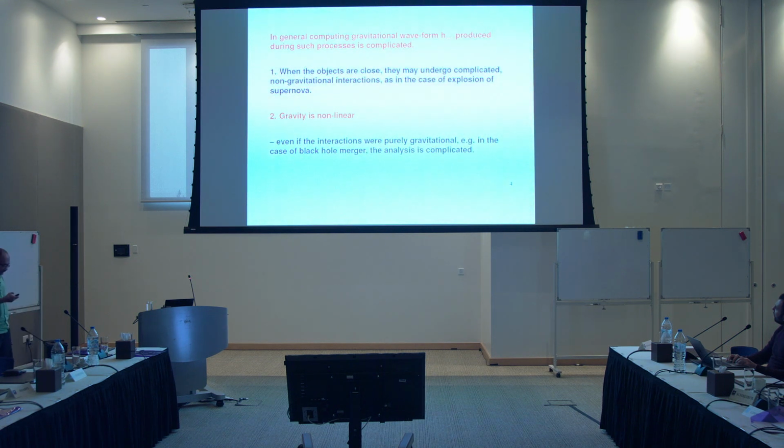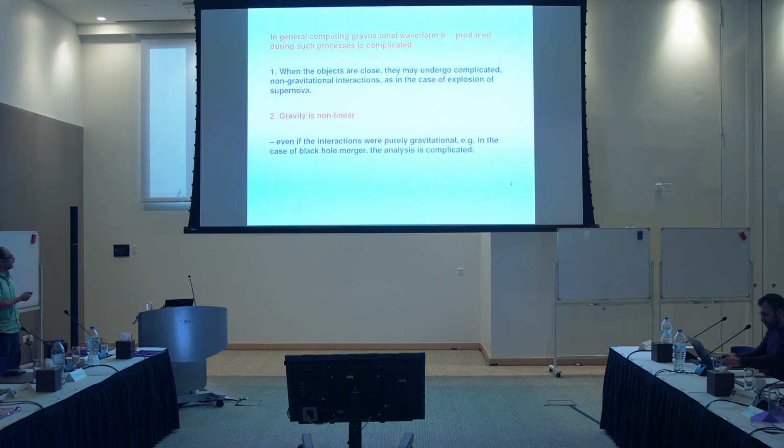Now in general, if you want to compute the gravitational waveform h mu nu, which is the difference between the metric and the flat metric, that is produced during processes of this kind, it is complicated. It is complicated for several reasons, and here are the 2 primary reasons. First of all, when the objects are close, they may undergo complicated non-gravitational interactions, for example in the explosion of supernova. The electromagnetic and nuclear forces play a big role in the kind of interactions that these objects have, and that will certainly affect the gravitational waveform that is produced during this process.